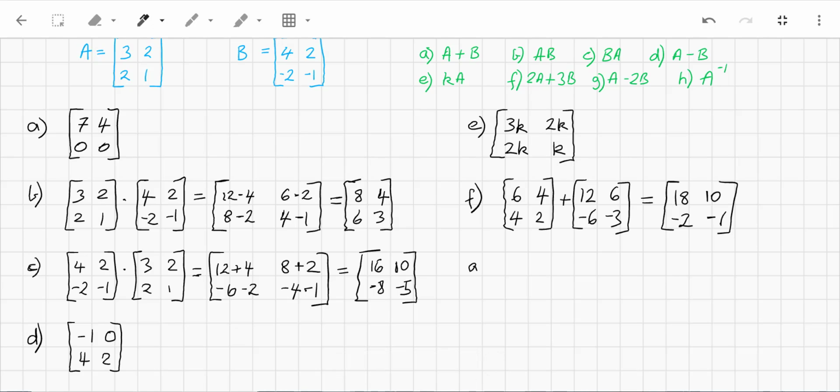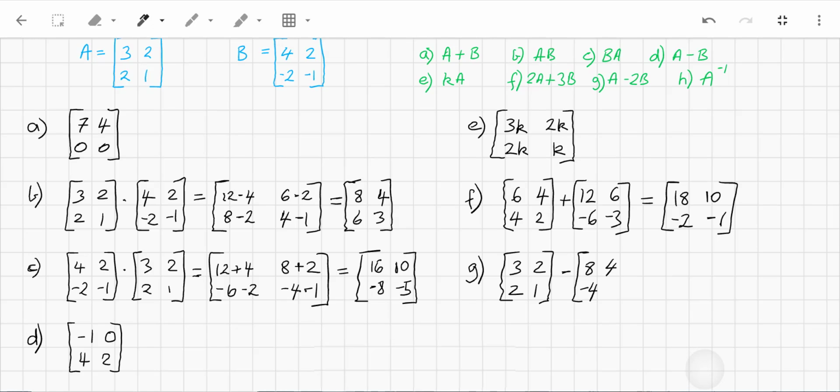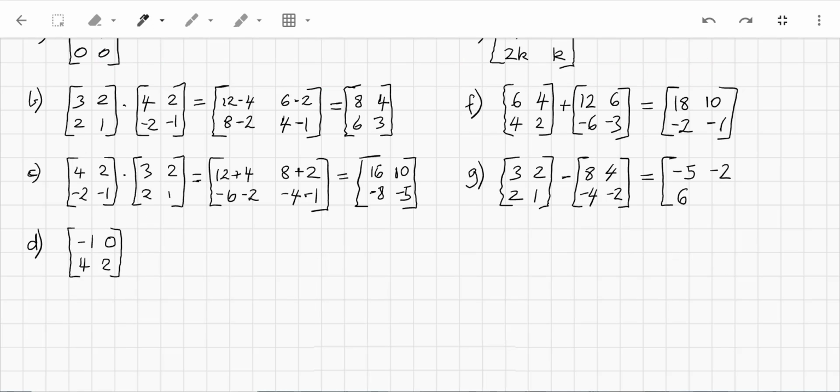Part G, A minus 2B. 3, 2, 2, 1. Subtracting the double of B. 8, 4, negative 4, negative 2. 3 minus 8, negative 5. 2 minus 4, negative 2. 2 minus negative 4, giving 6. 1 minus negative 2, 3.